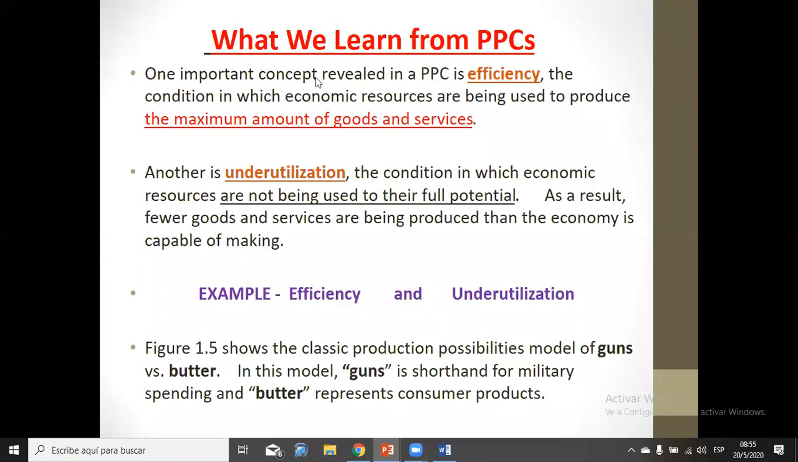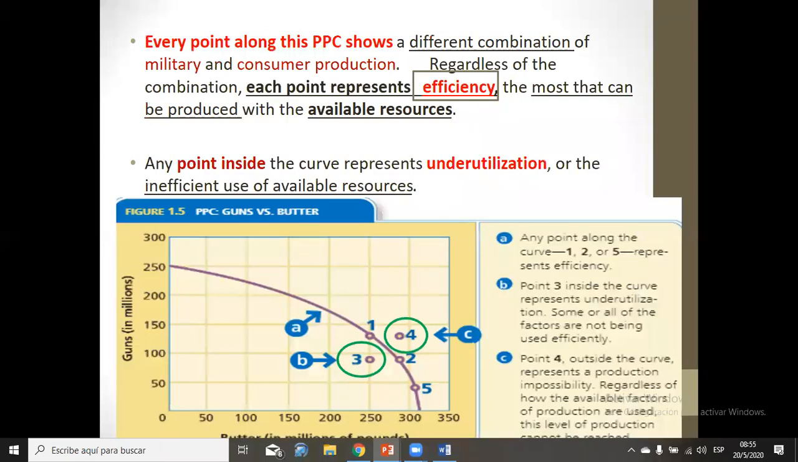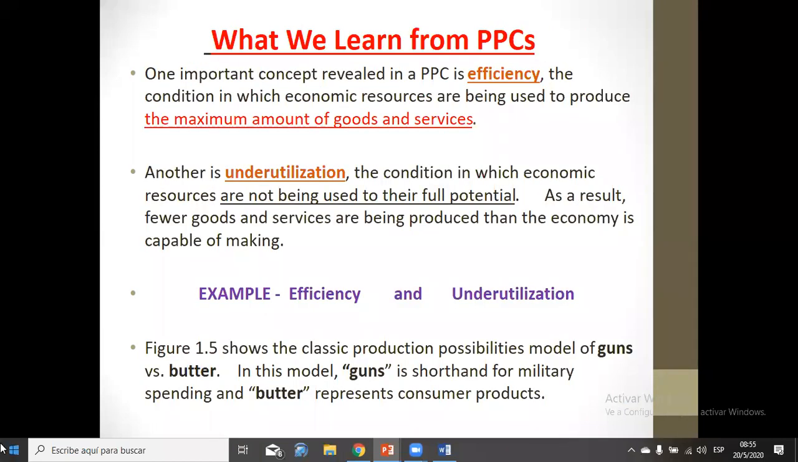Now, we have learned this. Now, over here, this is the last point, the last matter that we're going to discuss. This is figure 1.5. Now it says, figure 1.5 shows the classic production possibility model. This is un modelo conocido, okay, in economics. Production possibility model of guns and butter. Now, in this model, guns is shorthand for military spending.